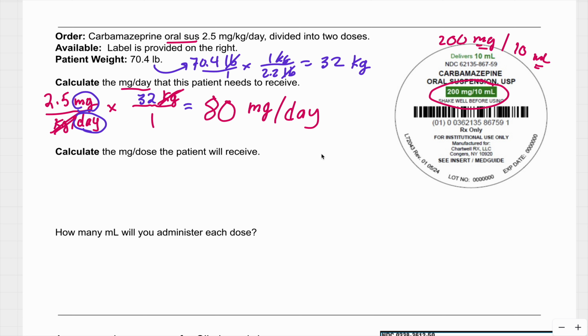If I need to take 6 Tylenol throughout the day, I don't take all 6 Tylenol in the morning. That's not a good idea. So what we have to do is divide this into the number of doses. And so we have to divide this into 2 doses.